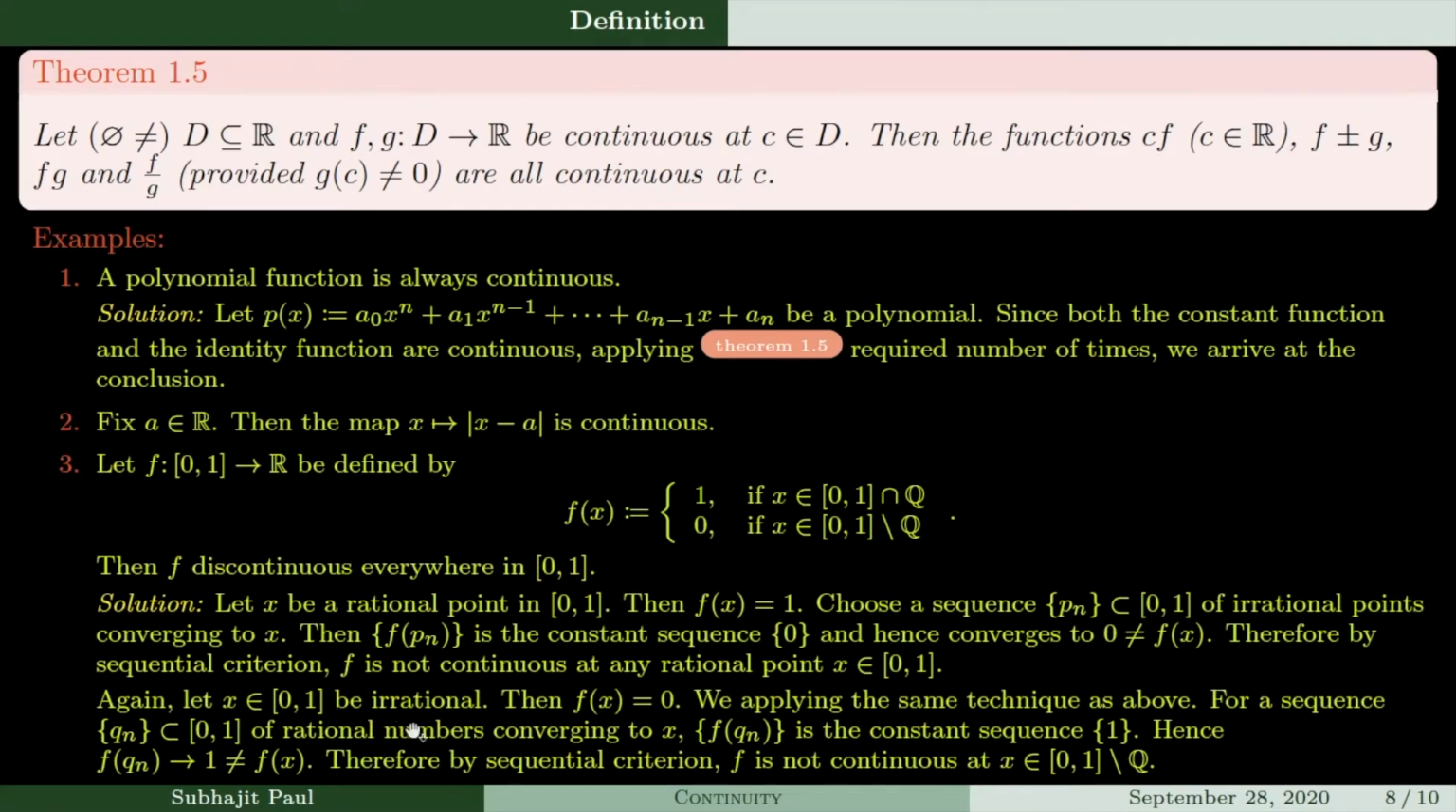So let x be an irrational point, then the functional value will be 0. Then applying the same technique as above, we can find a sequence of rational points converging to that irrational point x. So the functional value sequence will be the constant sequence 1, and the functional value f(x) will be 0. Hence the sequence does not converge to f(x). So therefore by the sequential criterion, f is not continuous at the irrational points as well.